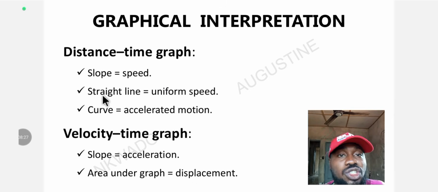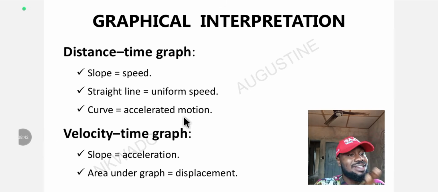The next interpretation under the distance time graph is curve. Curve is equal to accelerated motion. So we already said the straight line of the graph is equal to uniform speed. Then the curve is equal to what? The accelerated motion. That curve is equal to the accelerated motion. Let's take a look, please.